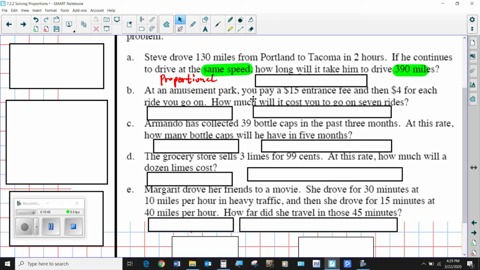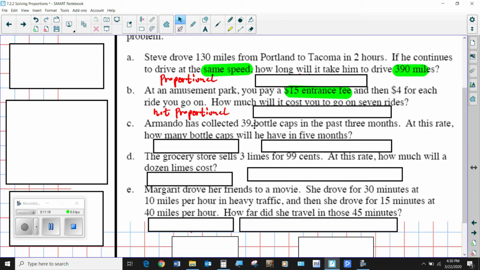Problem B. At an amusement park, you pay $15 to get in and then $4 for every ride. How much will it cost you to go on 7 rides? Okay, so if you don't go on any rides, do you have to pay anything? Yeah, you did have to pay something. You had to pay that $15 entrance fee. So this is not a proportional relationship. This is a different type of situation that can be defined with an equation, which I'll show in a second. But you go ahead and see if you can figure out what the answer would be to go on 7 rides.